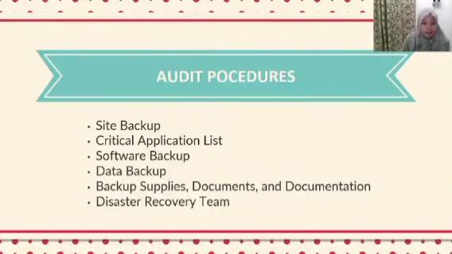Auditor should verify that management's disaster recovery plan is adequate and feasible for dealing with a catastrophe that could deprive the organization of its computing resources. In verifying that management's DRP is a realistic solution for dealing with a catastrophe, these are the following audit procedures. The first one is site backup, second is critical application list, then software backup, data backup, backup supplies, documents and documentation, and disaster recovery team.